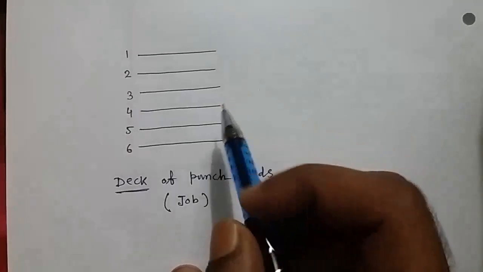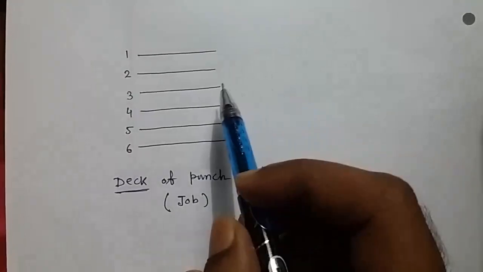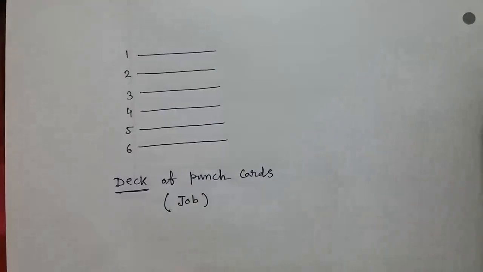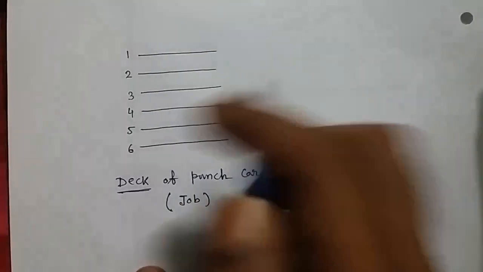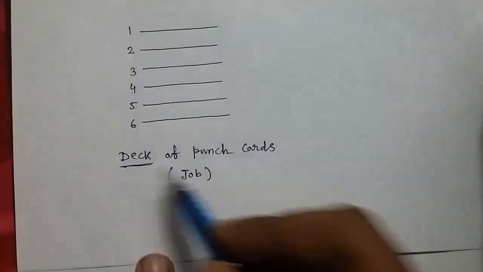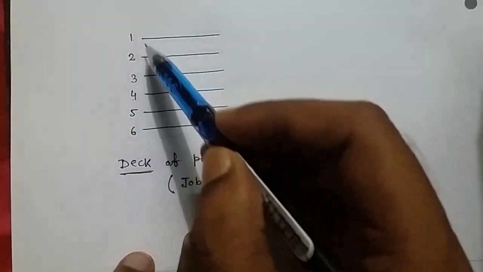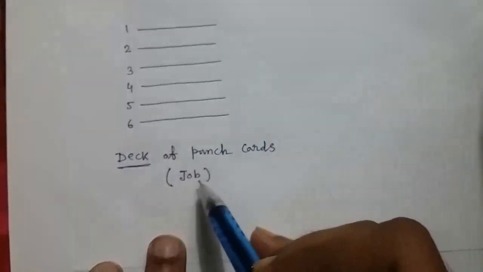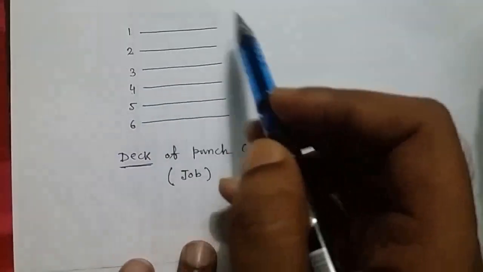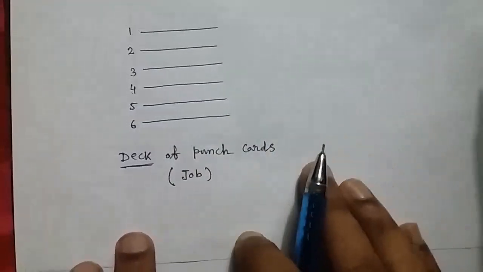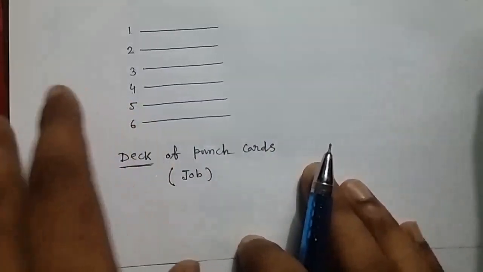So in batch processing system, the users or the programmers prepare a program as a deck of punch cards. So as you can see here, there are 1, 2, 3, 4, 5, 6 punch cards. So you can call them a deck of punch cards. And this collection of punch cards kept in sequence is considered as a job. And you already know that every punch card is equivalent to a statement. Okay, so these punch cards are submitted to the operator.